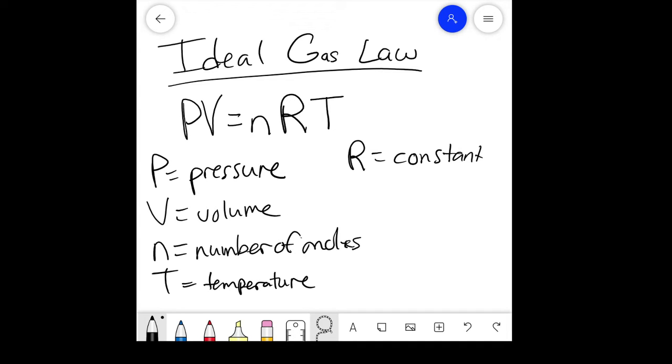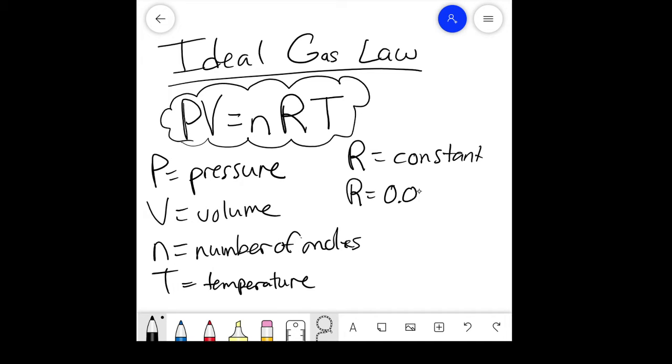The different thing about the ideal gas law is that the units have to be kind of specific. R can be a lot of different things. There's a lot of different numbers R can be. But to make it simple, we're going to say R equals 0.0821 liters times atmospheres over moles times Kelvin.